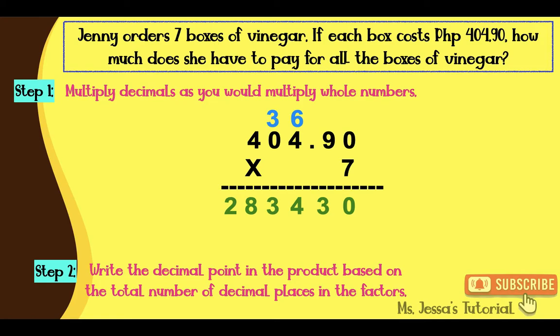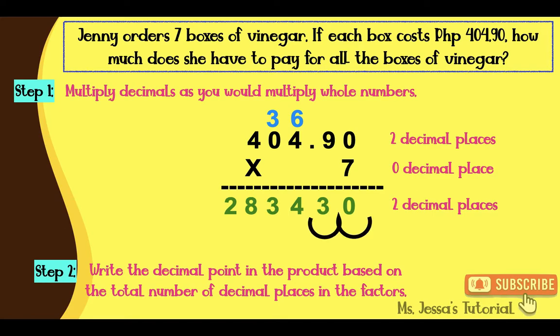So at the first factor, we have 2 decimal places, right? At the second factor, we don't have a decimal place. So we have the total of 2 decimal places. So from the right, we're going to count 2 from the right. So 1, 2. So that means we're going to write the decimal point between 4 and 3. Is that clear, children? So the product is 2,834.30.